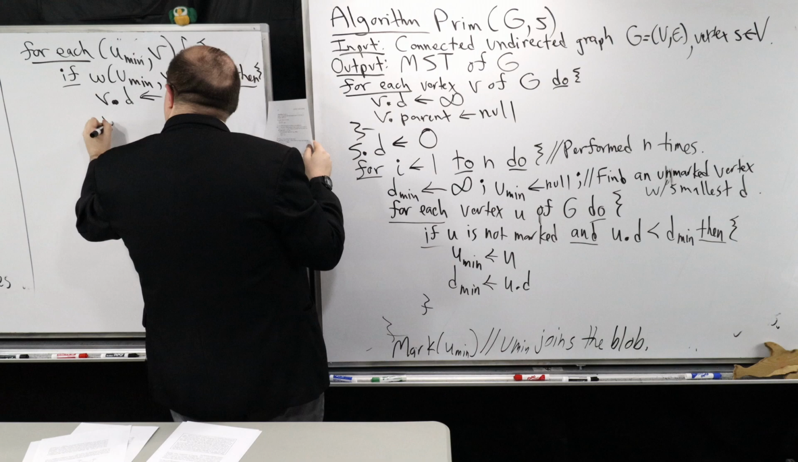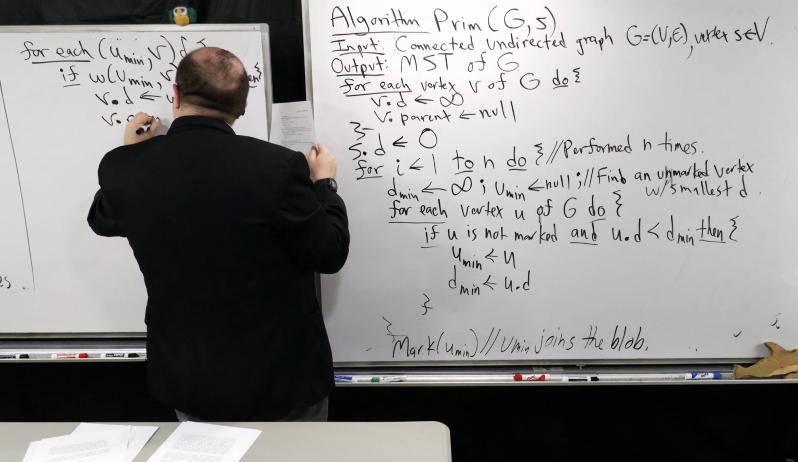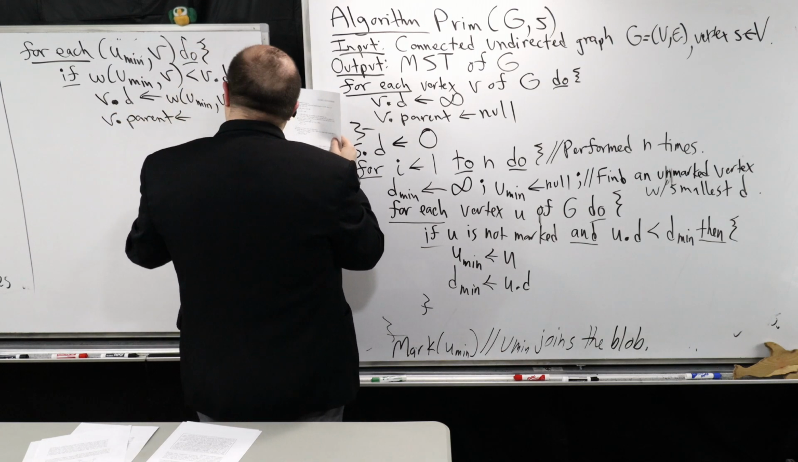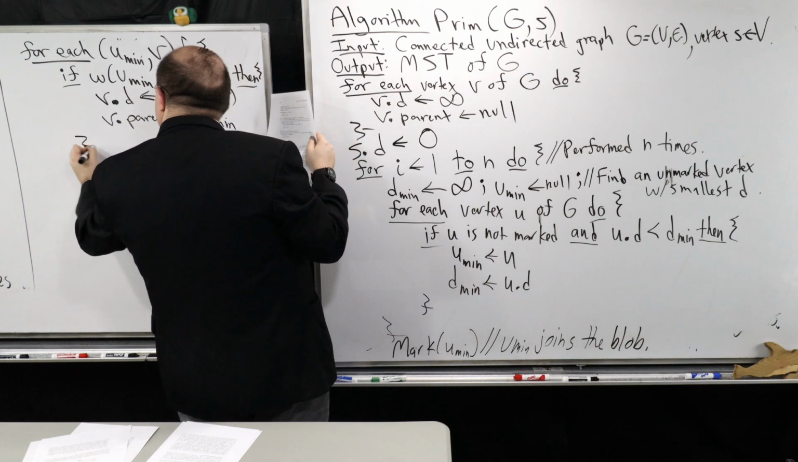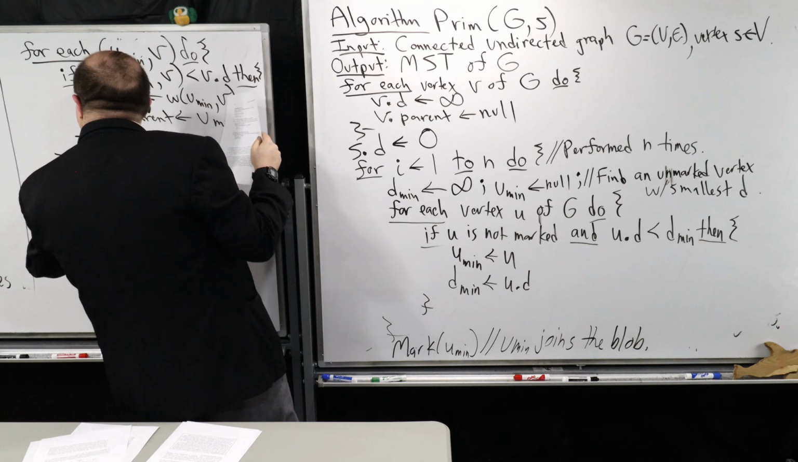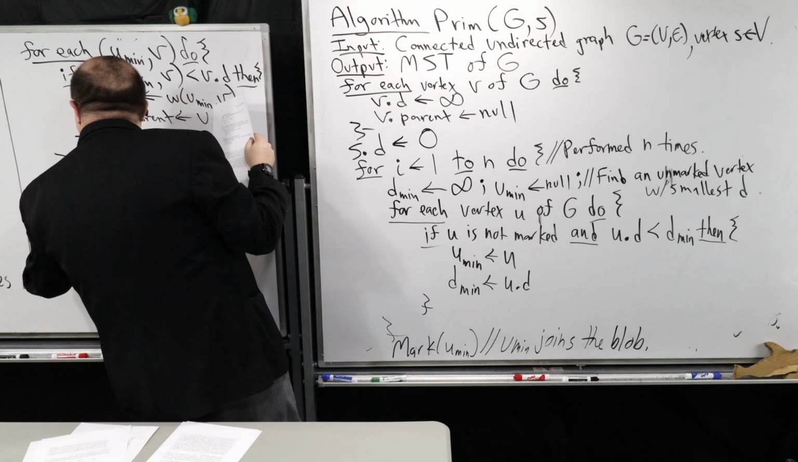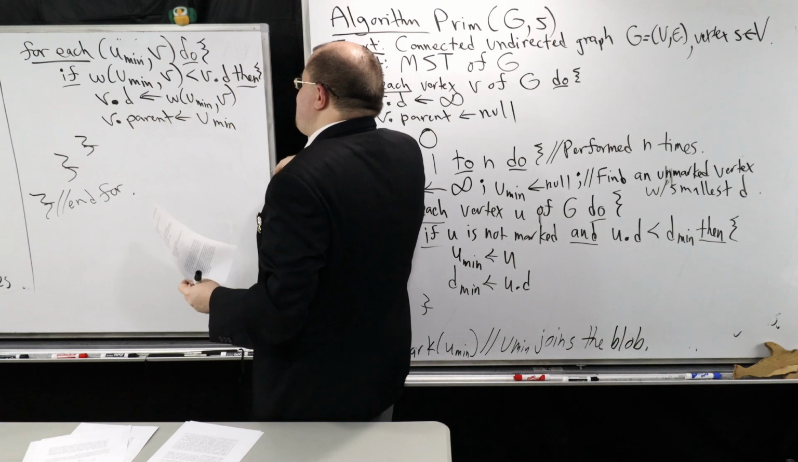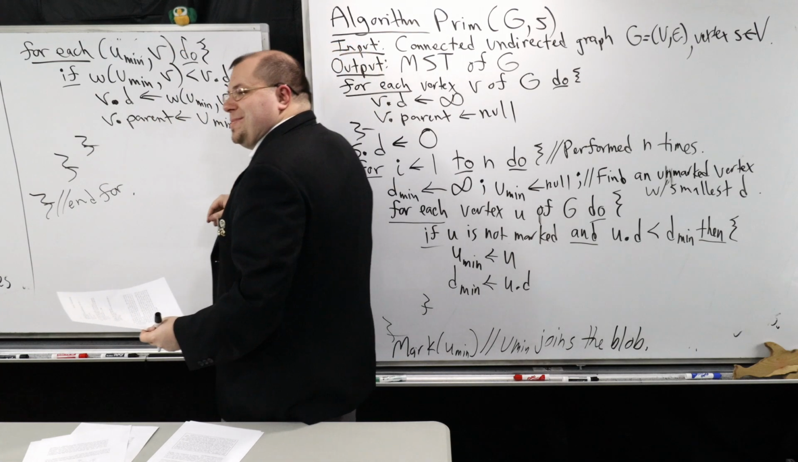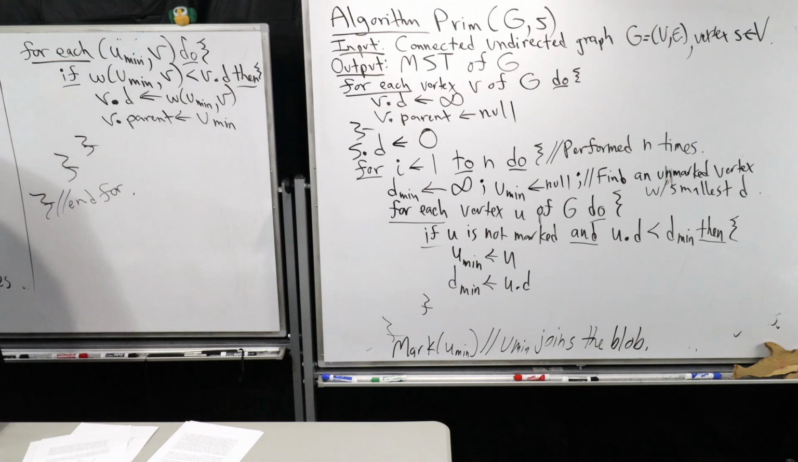I'm going to update the parent of v, and this would be at the end of the main for loop. So that's Prim's algorithm. So you might ask, Dan, what is this all about?